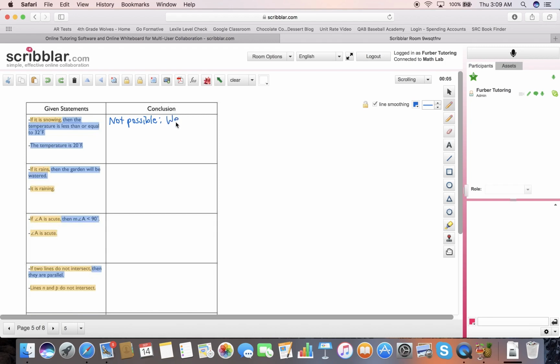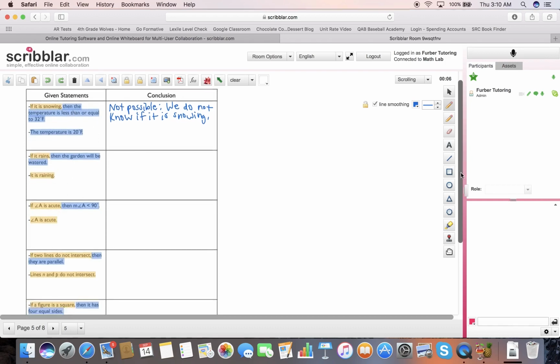And then I'm just going to say, we do not know if it is snowing. Okay, this does not match. That's why I put these highlighted in different colors, so you can see that what we're looking for is a statement that is orange like the hypothesis, not a statement that is blue like the conclusion. Okay, let's look at the next one.